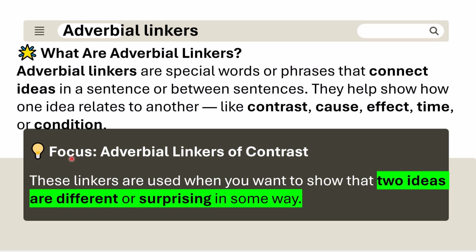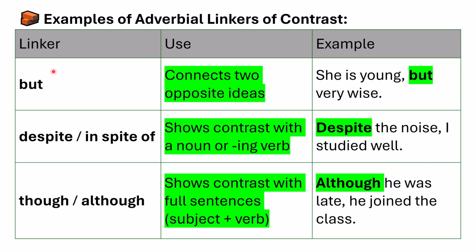Keep in mind adverbial linkers of contrast. These linkers are used when you want to show that two ideas are different or surprising in some way. For this purpose, we use adverbial linkers of contrast. It shows the differences or surprises. Let's move on to the next part of adverbial linkers. Here you can see there is a table with linking words and their use and examples.